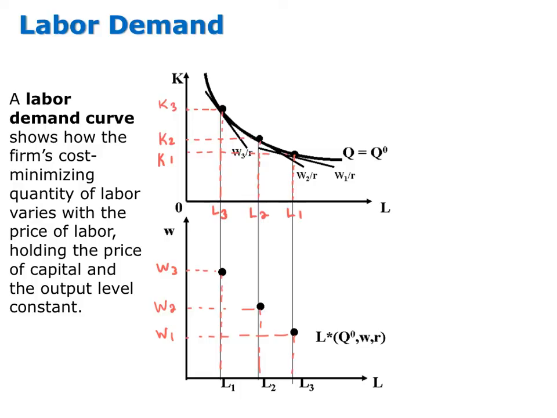In summary, a labor demand curve shows how the firm's cost minimizing quantity of labor varies with the price of labor, holding the rental rate or the price of capital and output constant. Here we see that as the firm's wage rate changes, it moves from one cost minimizing bundle to another. And what the labor demand curve does is match up for each wage rate the cost minimizing quantity of labor. And what we get when we connect those dots is the labor demand curve.